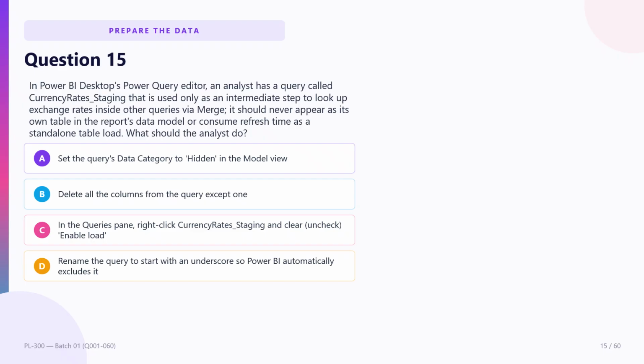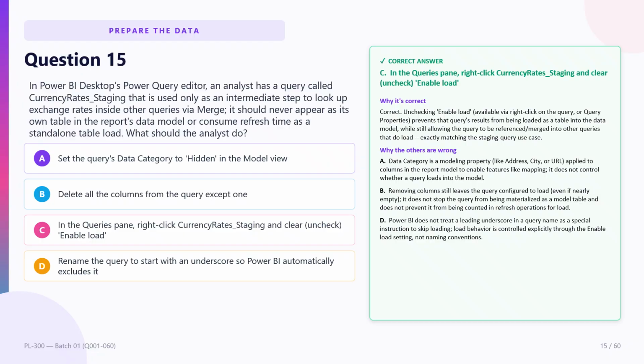Option A. Set the query's data category to Hidden in the model view. Option B. Delete all the columns from the query except one. Option C. In the Queries pane, right-click Currency Rates Staging and clear, uncheck, Enable Load. Option D. Rename the query to start with an underscore so Power BI automatically excludes it. Take a moment and make your choice.